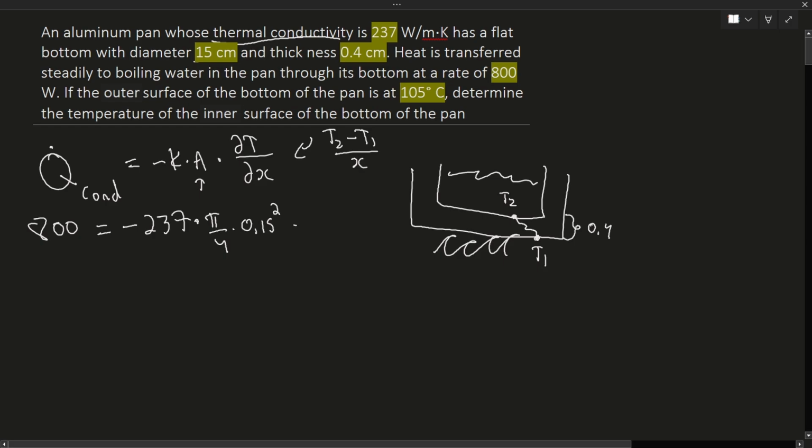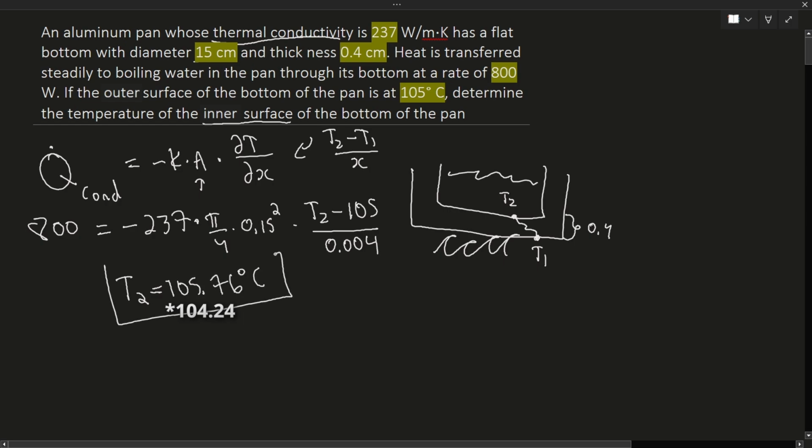It's already giving us the inner surface of the bottom of the pan is 105. So that's our T1. It's asking us for the outer surface of the pan. So that's T2. So we're looking for T2, minus 105 degrees Celsius, divided by the thickness. And again, you have to take it in meters. And the rest is just algebra. Solving all of this, you're going to get a T2 of about 105.76 degrees Celsius. That's it.